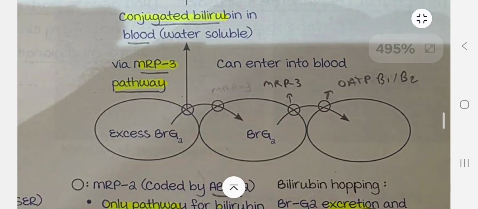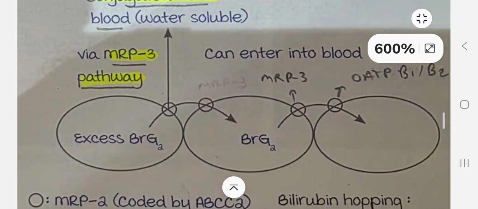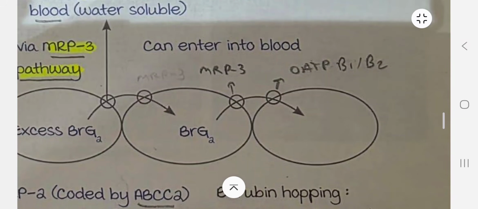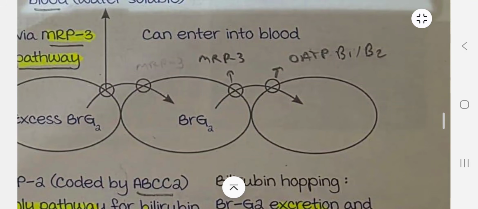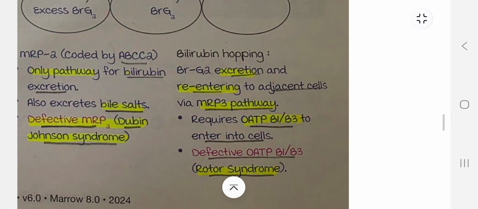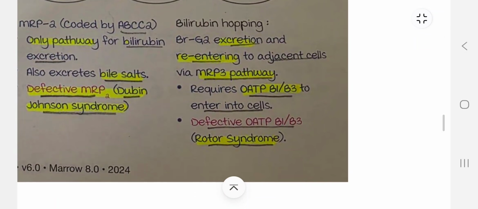Now there is a phenomenon known as bilirubin hopping. Bilirubin hopping is seen when there is excessive bilirubin and bilirubin jumps from one hepatocyte to another. The exit point from one hepatocyte is MRP3, and the entry point to the other is OATP B1 and B3. If there is a defect in OATP B1 and B3, the conjugated bilirubin cannot enter the next hepatocyte, so it will escape into the blood. This defect in OATP B1 and B3 is known as Rotor syndrome.